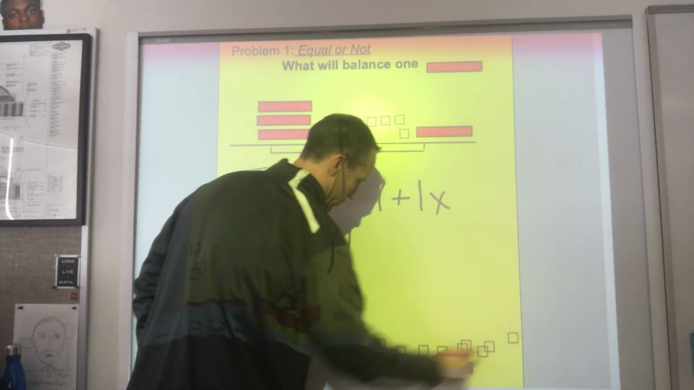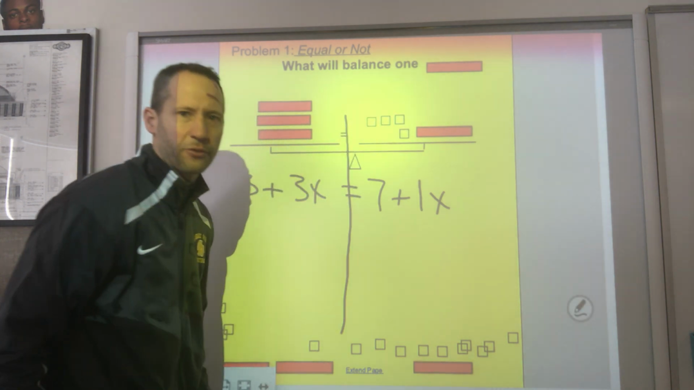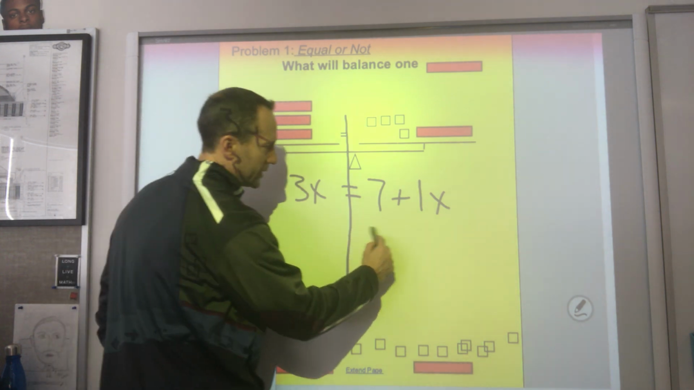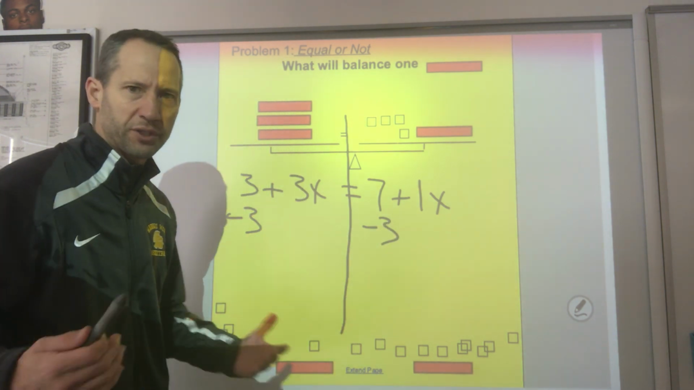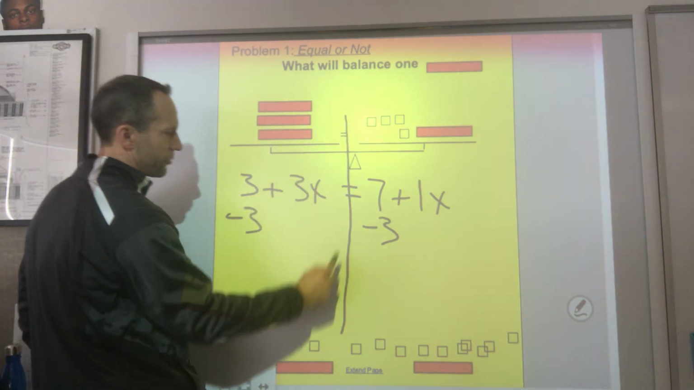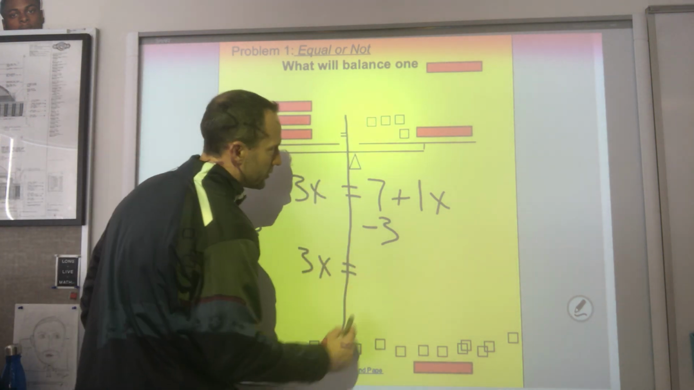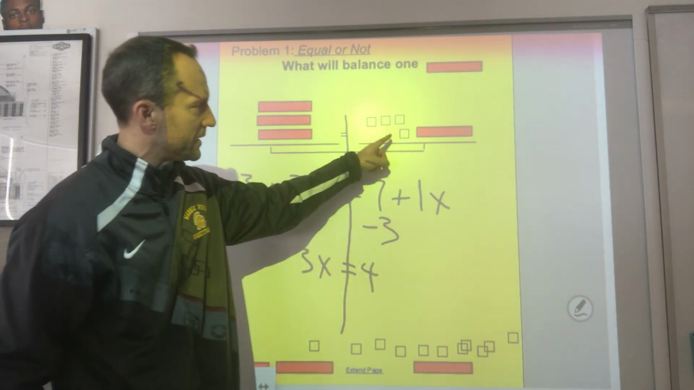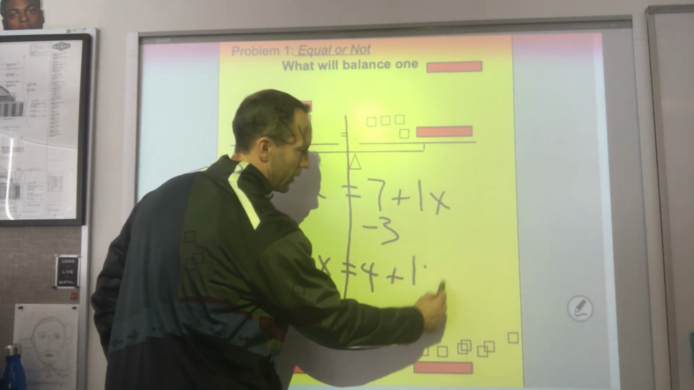So the question is, what does that look like in math? Translate that to Mathlish. Here is removing 3 squares from both sides. It means we're subtracting 3. And now I can see what's remaining. I have my 3x equals, over here, 7 minus 3, I have 4 squares, and I can see them. But I still have that 1x.